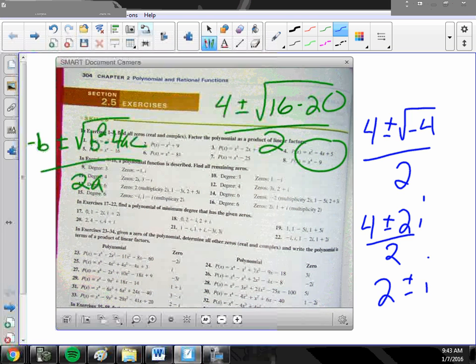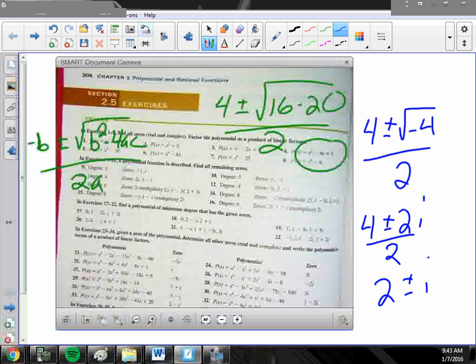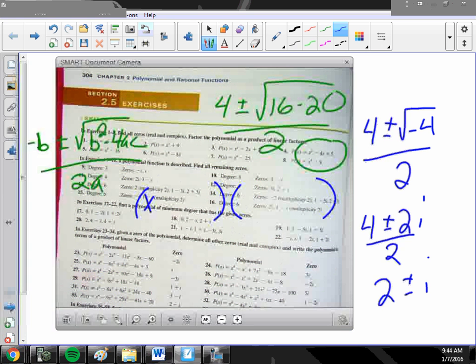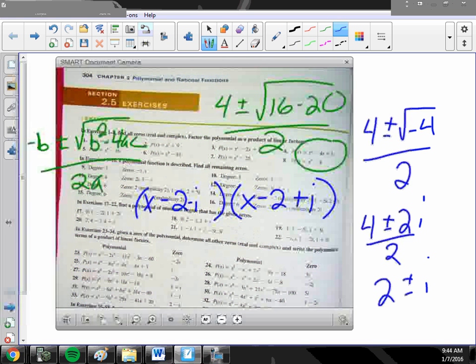Now, it says not only do you need to find the roots, but you need to write out the polynomial as a product of linear factors. So if those are the roots, what are the two factors? x minus 2 minus i and x minus 2 plus i. Those are the linear factors.